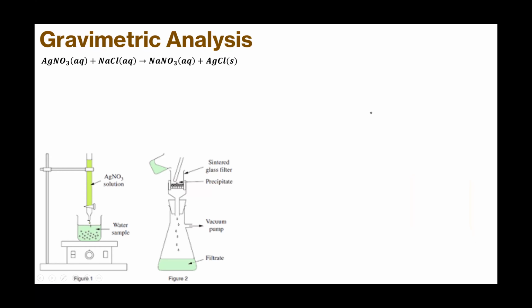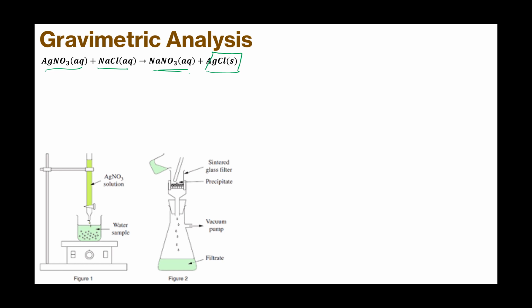Okay, so in a gravimetric analysis, there are a couple of things that we're going to do. In this example, what we're looking at here is silver nitrate reacting with sodium chloride. This is going to give us a silver chloride precipitate and leave behind a solution of sodium nitrate. And maybe you're doing this because you're going to add sodium chloride in there to figure out how much silver is in your sample, or you're adding silver nitrate to figure out how much chloride is in your sample.